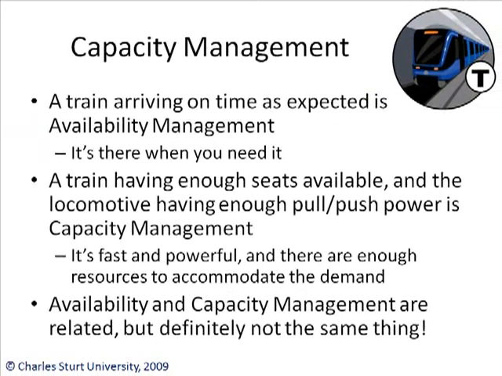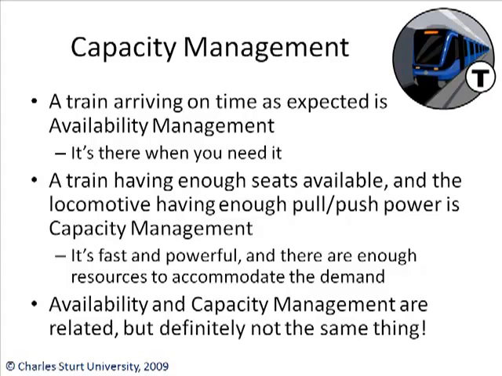Have a look at this example on capacity management. A train arriving on time as expected, well, that is covered by availability management, because the train is there when you need it. A train having enough seats available and the locomotive having enough pull or push power, well, that is capacity management. So it's fast and it's powerful and there are enough resources to accommodate the demand.